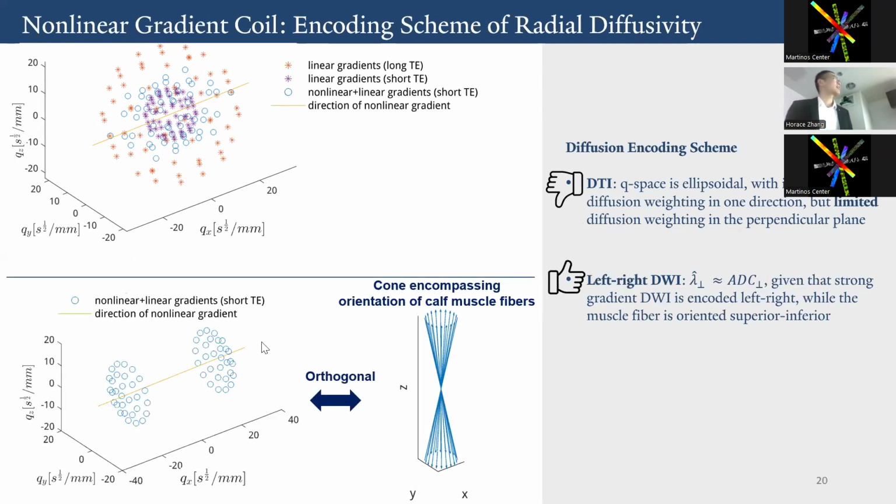Instead, we propose the left-right DWI to use the ADC to approximate the radial diffusivity, because we know that the nonlinear gradient coil generates a strong gradient in the left-right direction. And the muscle fiber is basically oriented superior-inferior. So they are orthogonal. That's why we can use the approximation.